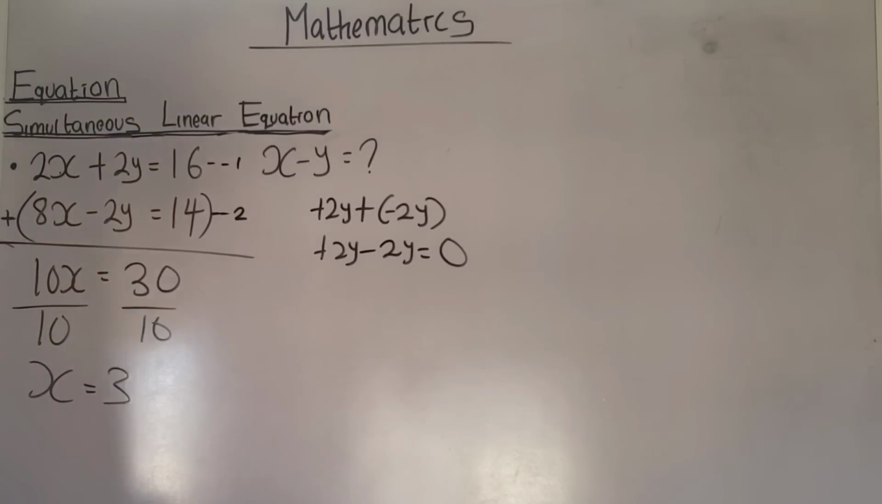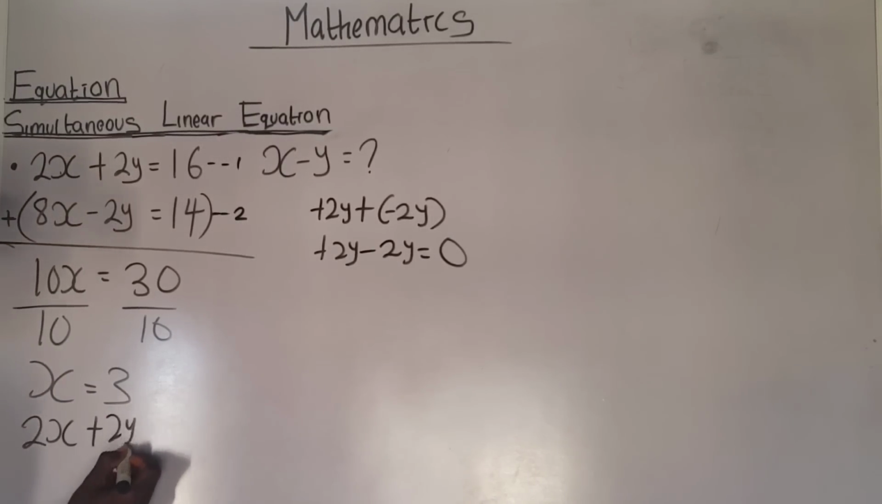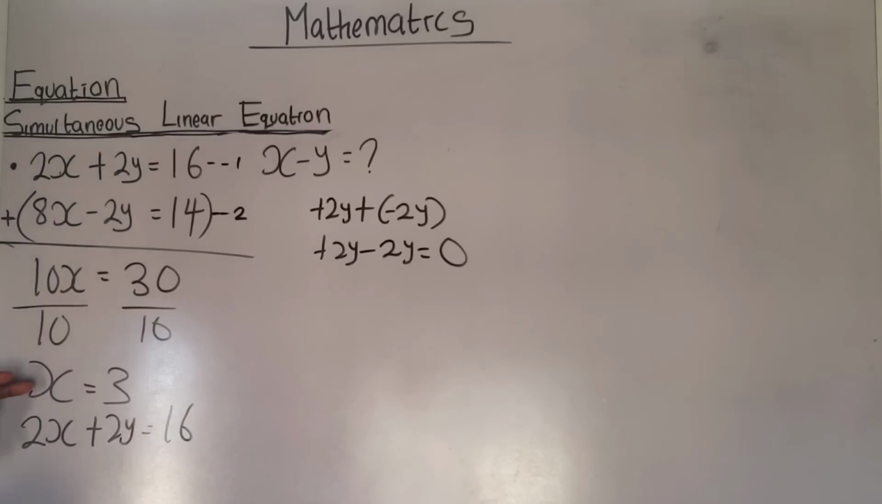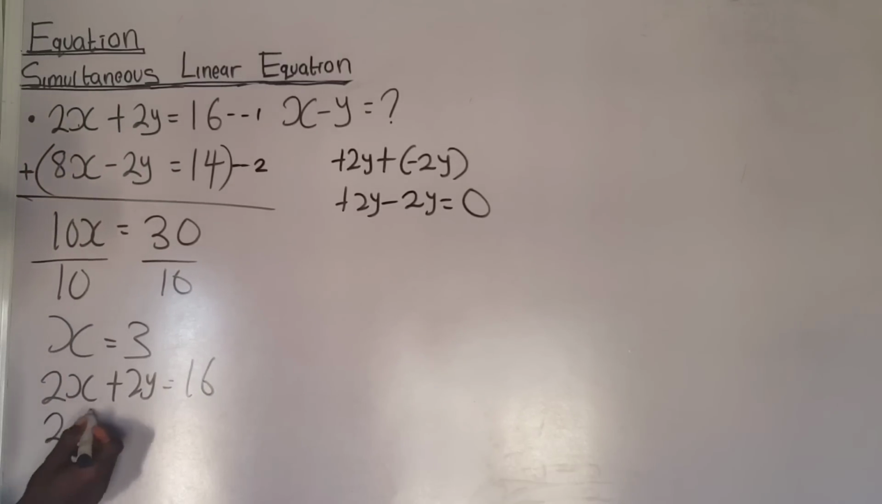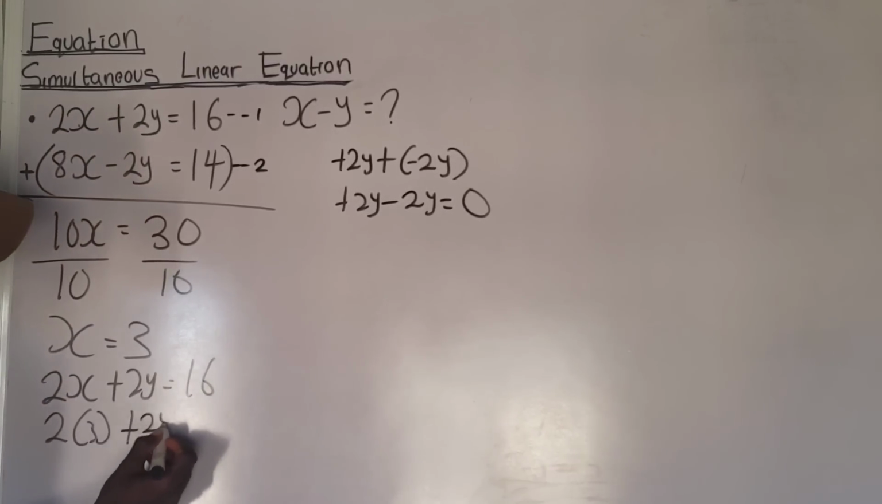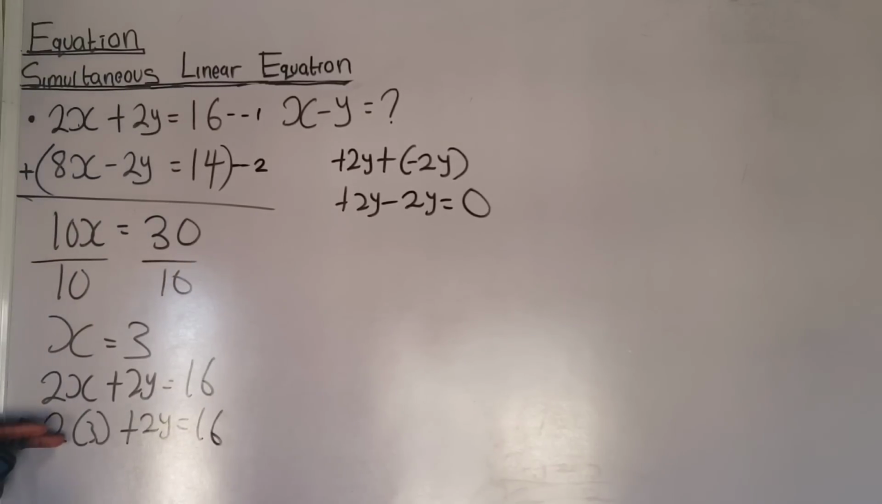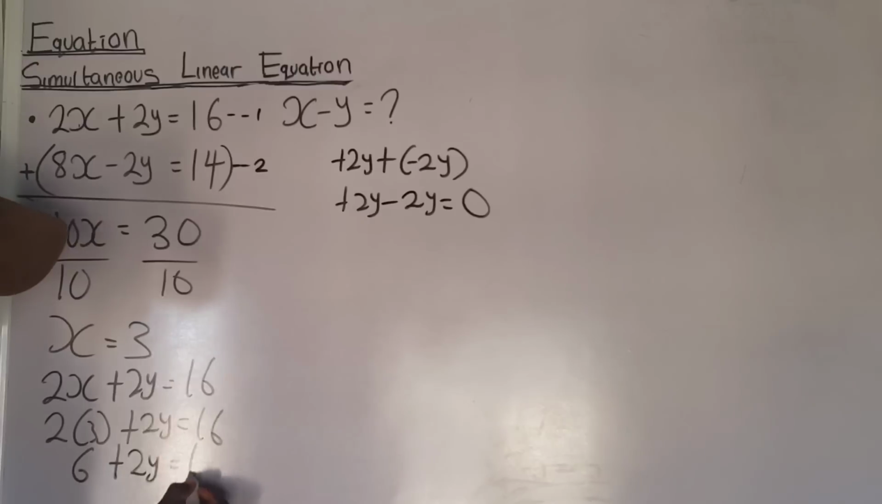Now, having gotten the value of x as 3, I can easily get the value of y by substituting the value of x into any of these equations. I can use equation 1 or equation 2. In this case, I'm going to use equation 1. Equation 1 is 2x plus 2y is equal to 16. Now, x is equal to 3. I'm going to have 2 into bracket 3 plus 2y is equal to 16. Now, 2 multiplied by 3 is 6. So I'm going to have 6 plus 2y is equal to 16.